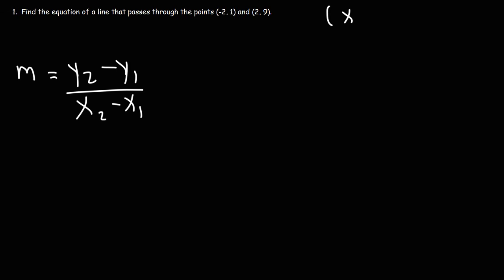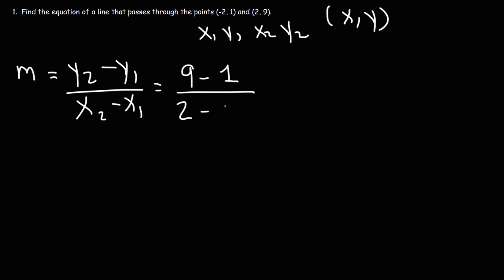Now, an ordered pair is written like this, x comma y. So for the first point, x1 is going to be negative 2, y1 is 1. x2 is 2, y2 is 9. So let's go ahead and plug the values into this formula. Let's replace y2 with 9 and y1 with 1. x2 is 2, and let's replace x1 with negative 2.